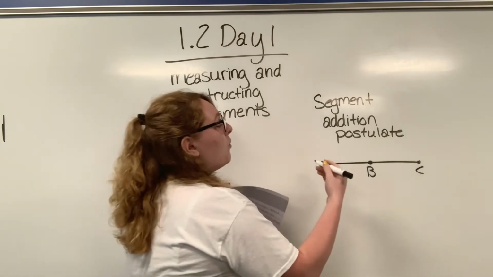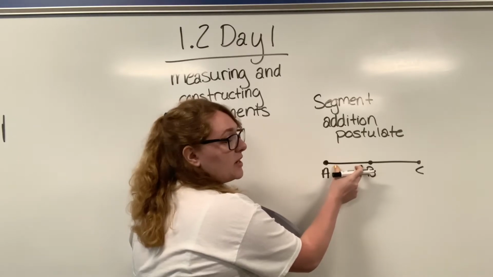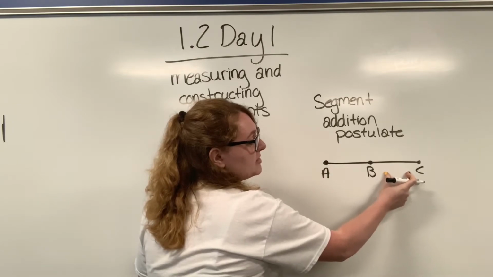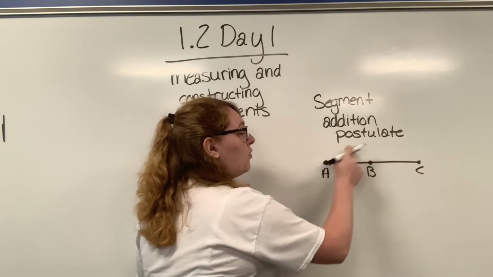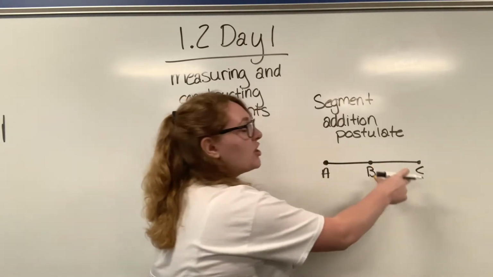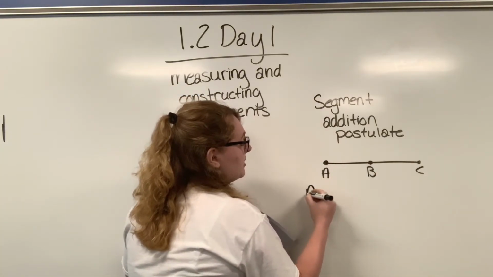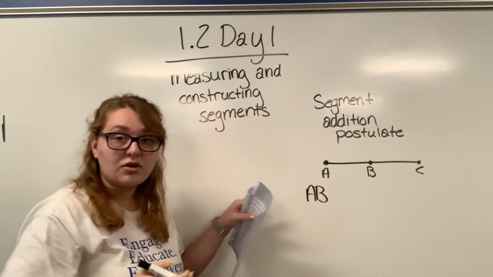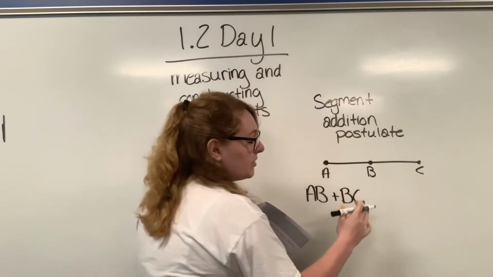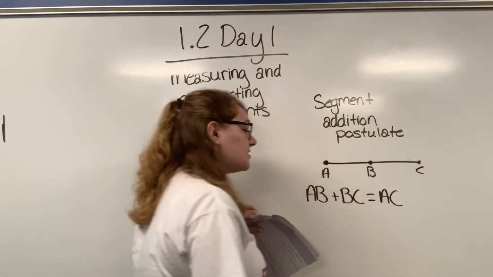Okay? So what the segment addition postulate says is that if you take this first segment between A and B and add it to the second segment between B and C, you will get the whole segment between A and C. First chunk plus the second chunk equals the whole thing. And it would look like this if I wanted to write it out. The distance between A and B, so there's no line, plus the distance between B and C, so again, no line, is equal to the distance between A and C.